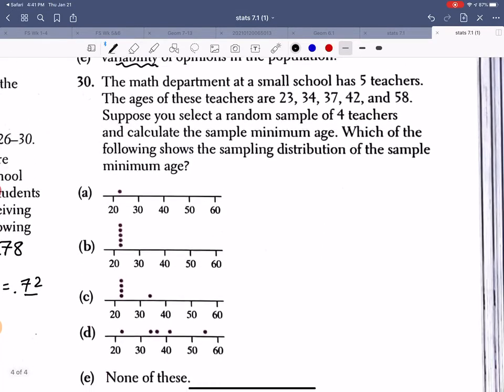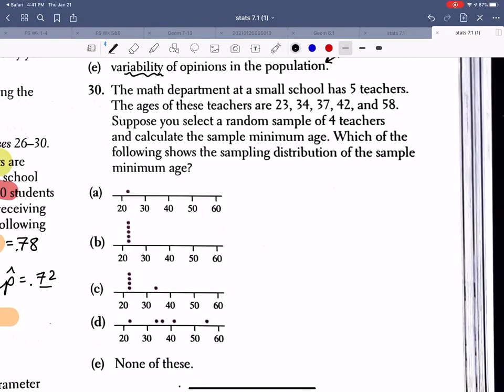All right, number 30. This is most like the activity we did today. So let's think about this for a minute. A math department has a small school, 5 teachers. So this is similar to what we had. We had 5 students today. So this is our population. Now it says, suppose you selected a random sample of 4 teachers. So what would that look like? Well, it could be these 4 or these 4, right? Or these 4.